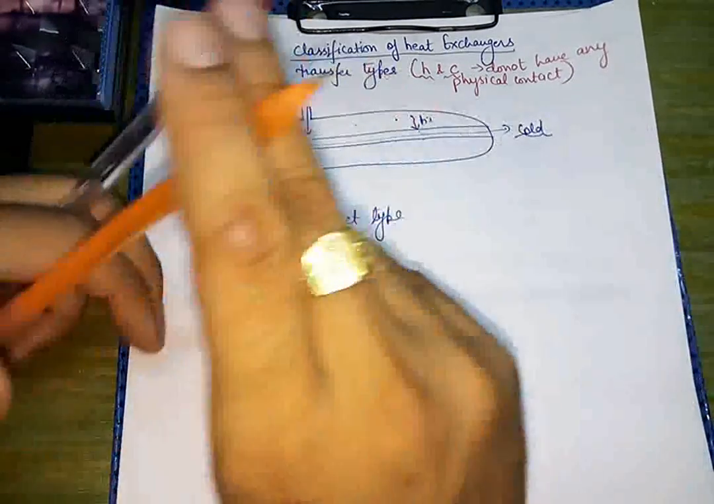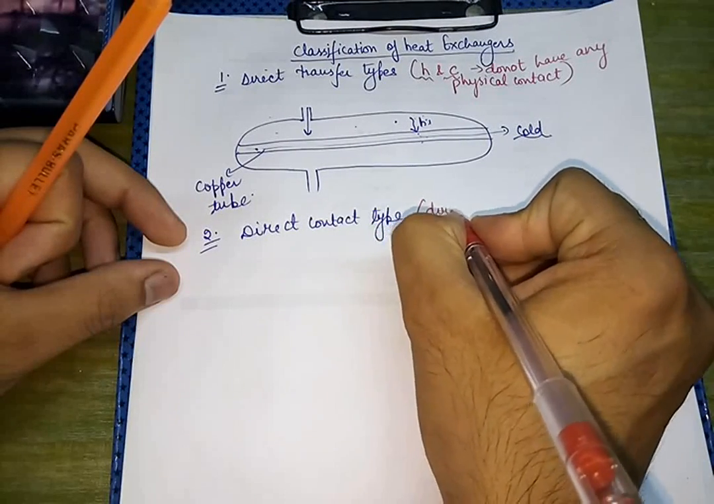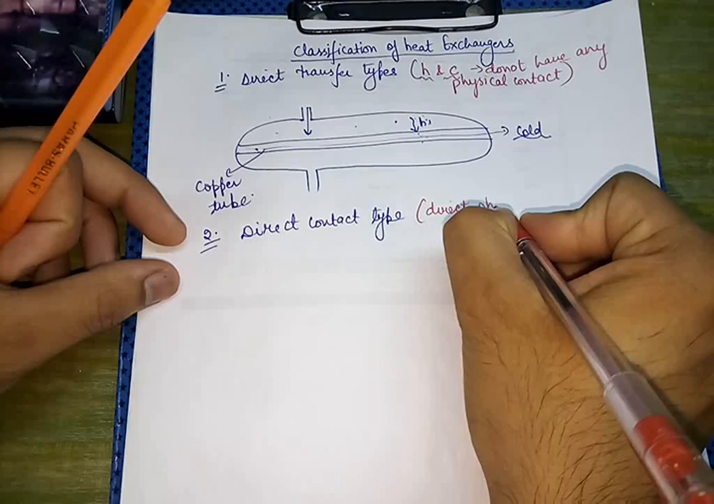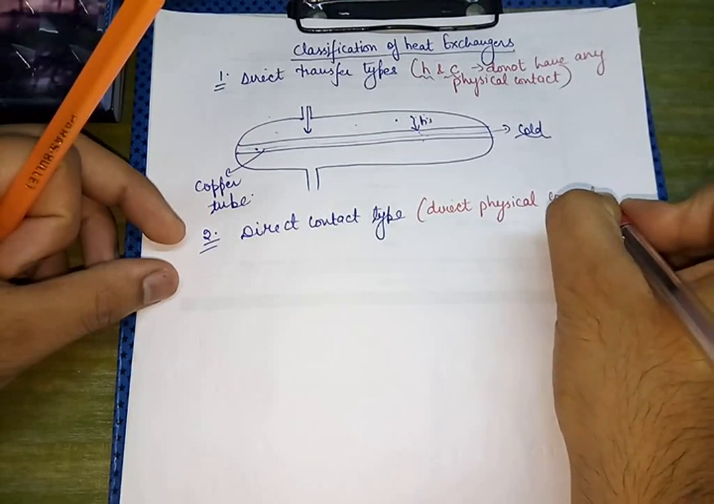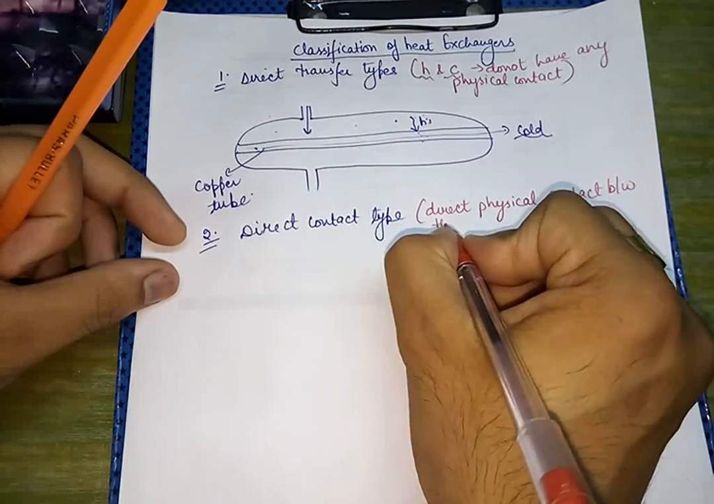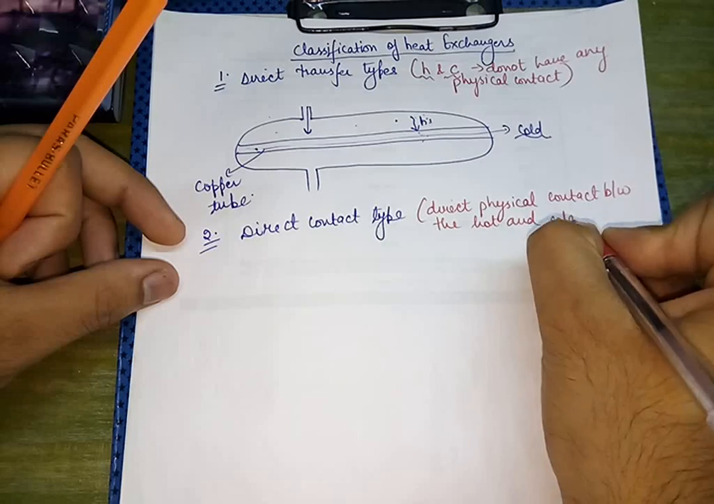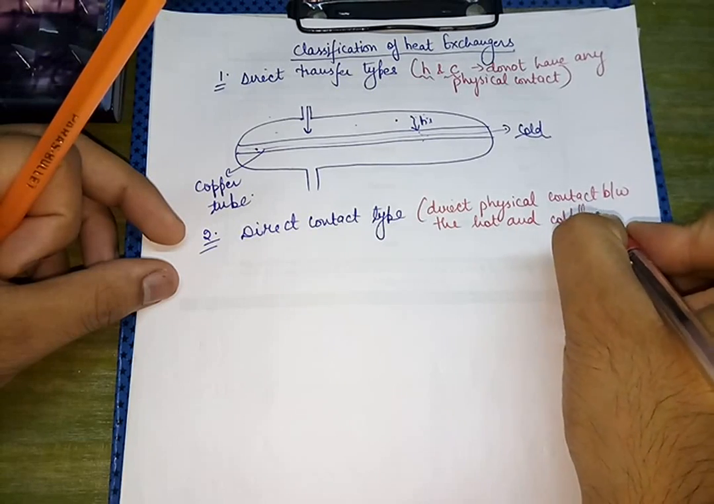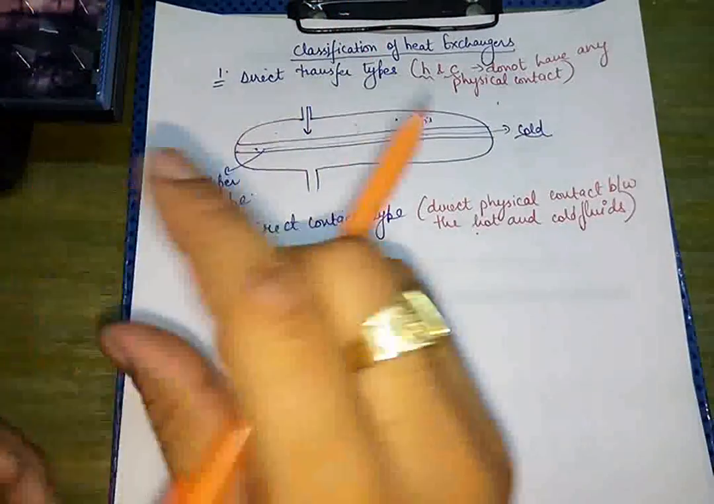Direct contact type means it is the opposite of the previous one. That is, there is a direct physical contact between the hot and cold fluids. So this becomes the opposite of the previous one.